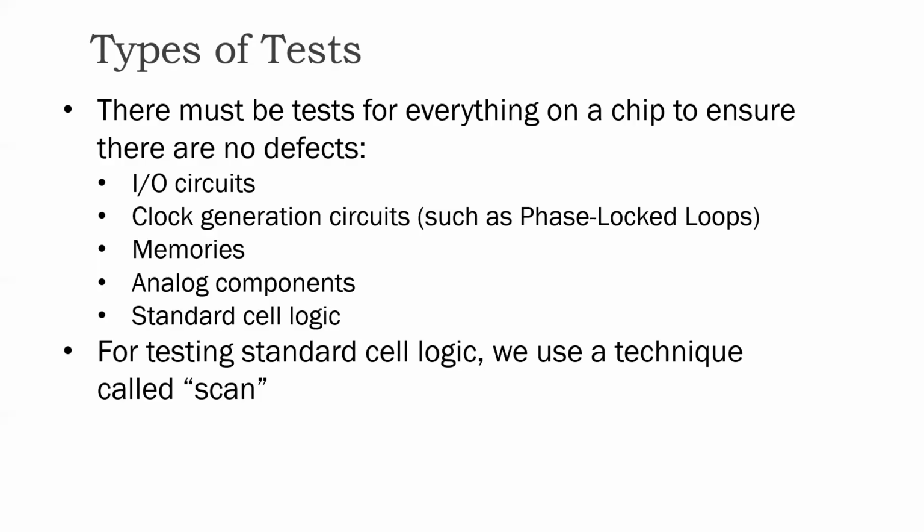The I/O circuit will have other features also to ensure that chips can interact with the other chips on the board that they are connected to. So I/O circuits are always present on a chip. Often clock generation circuits will be on a chip. Examples are what are known as phase lock loops. These are circuits that generate the clocks that you use. There will be memories on a chip. There may be analog components, and of course there will be standard cells in the standard cell logic.